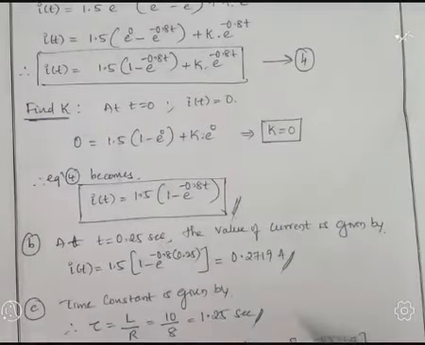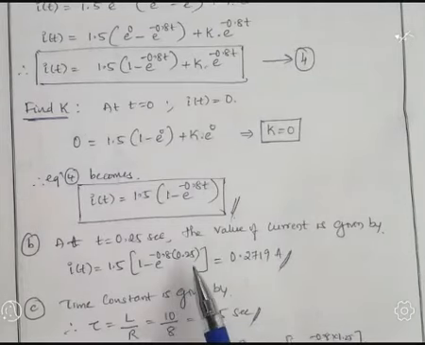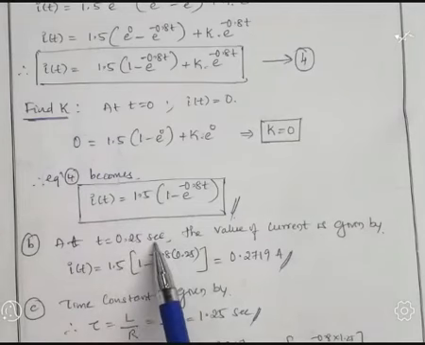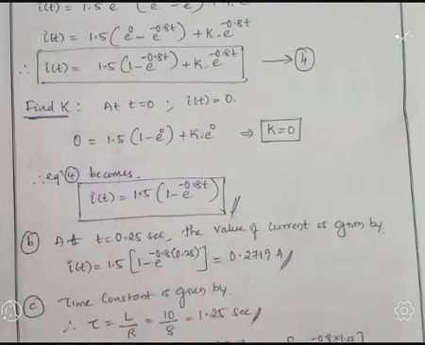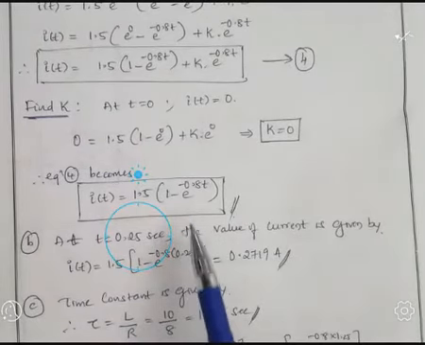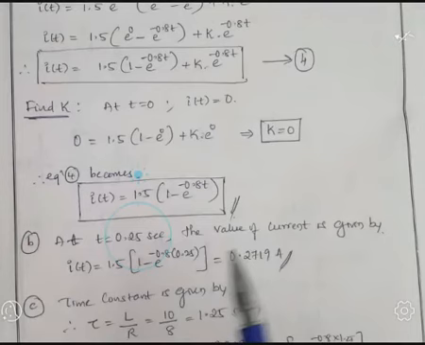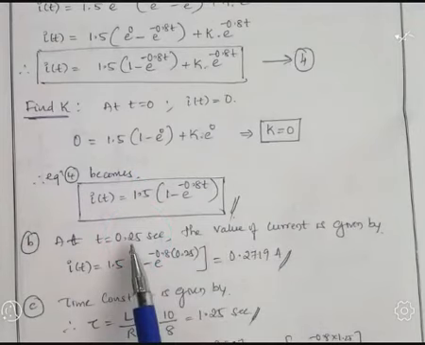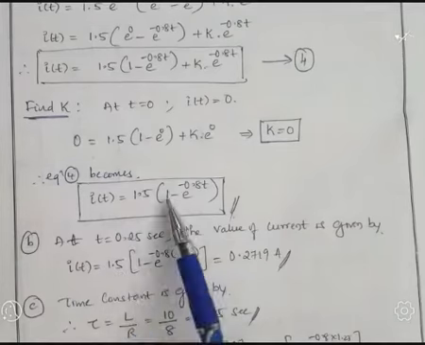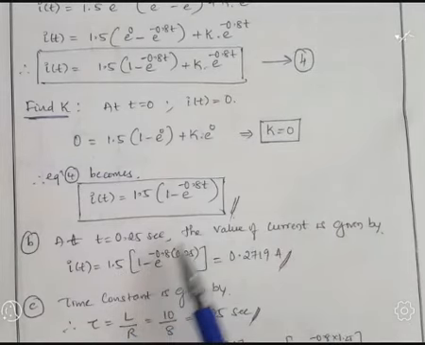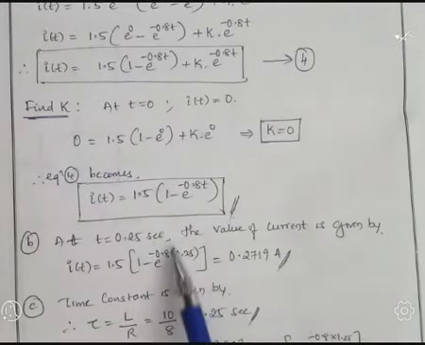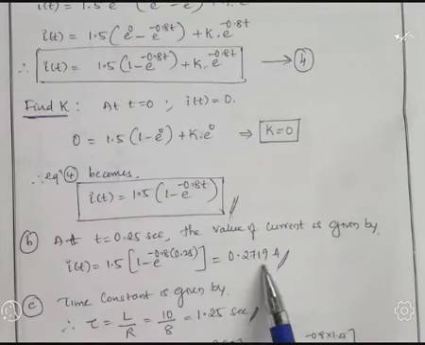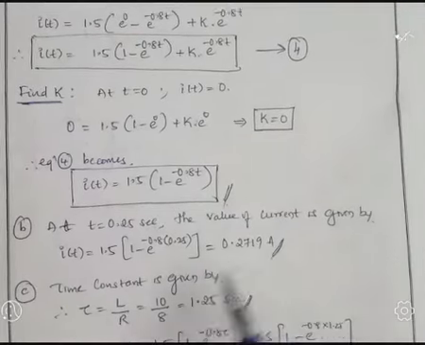But this is not the result. What is the question asking for? Find the current flowing through the network at time t equal to 0.25 seconds. Hence, at time t equal to 0.25 seconds, the value of current flowing through the given network is given by, wherever t is there, substitute 0.25 seconds. Hence, i(t) equal to 1.5 as it is, 1 minus e to the power minus 0.8 times t, with t equal to 0.25 seconds. Substitute and simplify this. We will get 0.2719 amperes.